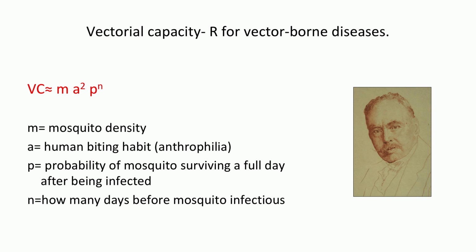A is squared, and that is because to actually pass on malaria, the mosquito has got to bite one person to catch it and the next person to pass it on. So the more likely it is to bite a human, the more likely it is to transmit, and because it's got to bite a person to catch it and a person to pass it on, that's squared.